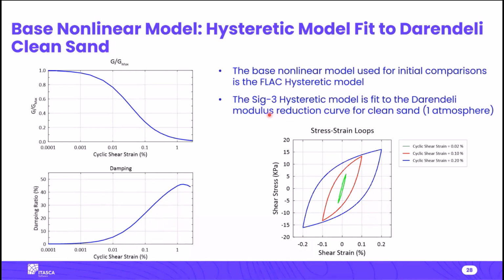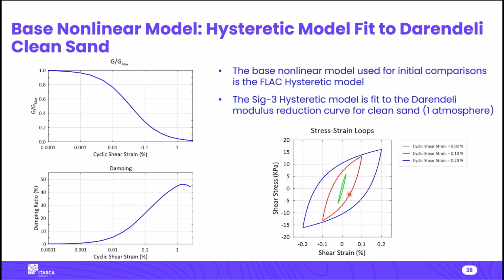That's the G over G max curve, which the sigmoidal 3 hysteretic model is fit to. And that close fit to the G over G max curve gives this damping curve, which is actually a little bit higher than the Darendeli curve. But anyway, we're trying to make things simple, so we're doing an exact fit to the G over G max curve from Darendeli, and it gives this damping curve.